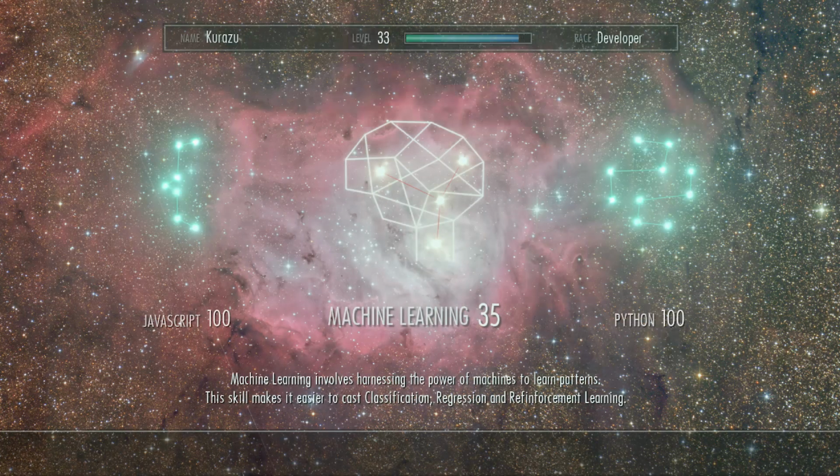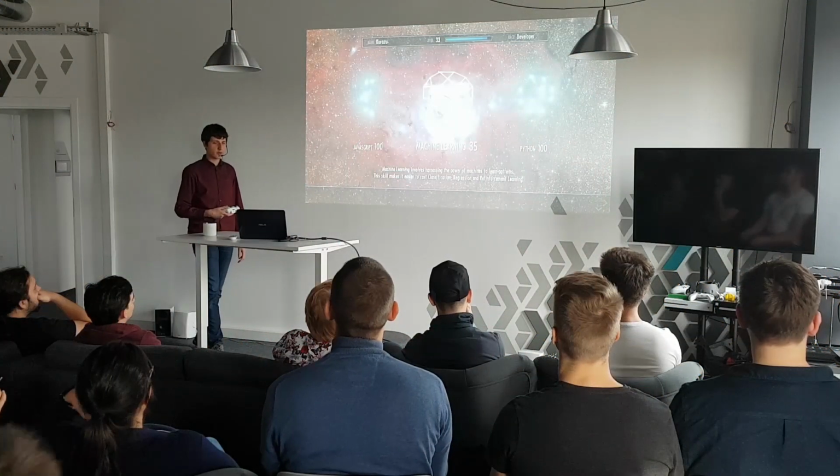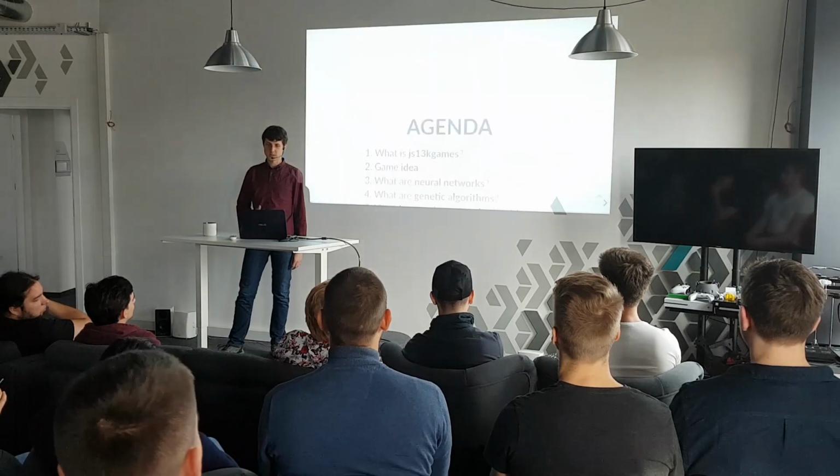I've been in STX since forever, and if I was a character in Skyrim, this is how my skill tree would look like. I would have maxed out all the skills in JavaScript and Python, and now I'm investing all the spare points in machine learning. This is my main area of interest nowadays.